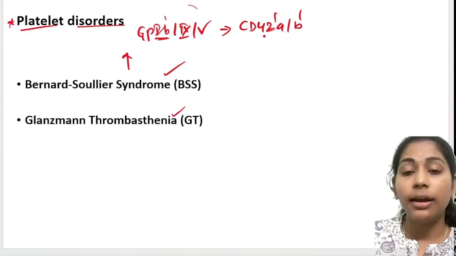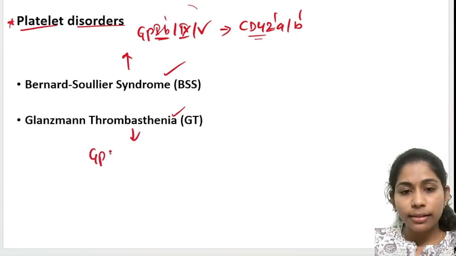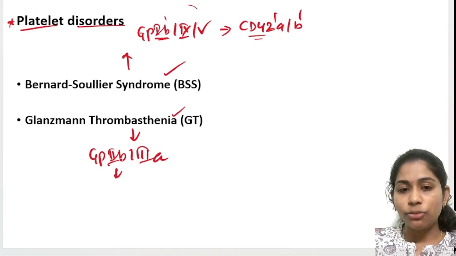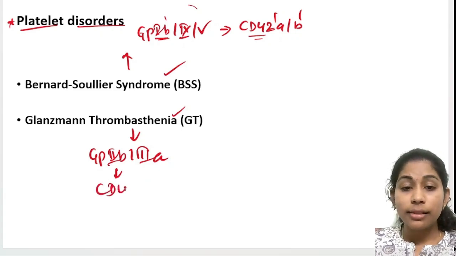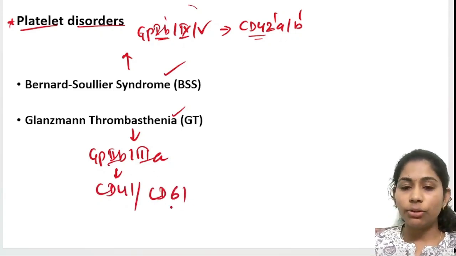So this is the CD marker, and we'll test this marker in flow cytometry. In Glanzmann thrombasthenia, what is the defect? Yes, it is GP2B3A. That is the receptor that is defective. So 2 means 2 should not come. So I used to remember like this: 2 should not come. So it is CD marker CD41. And for 3, it is CD61. 2B is CD41, 3A is CD61. So these are the CD markers.